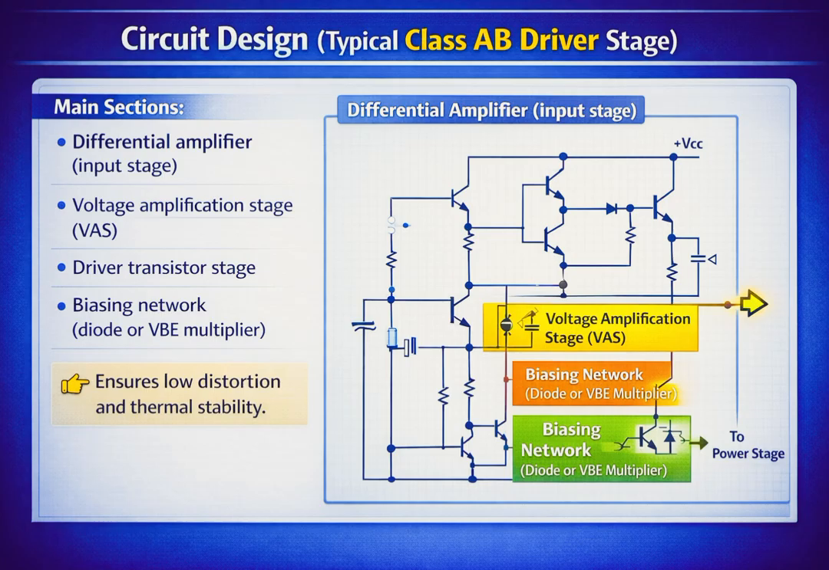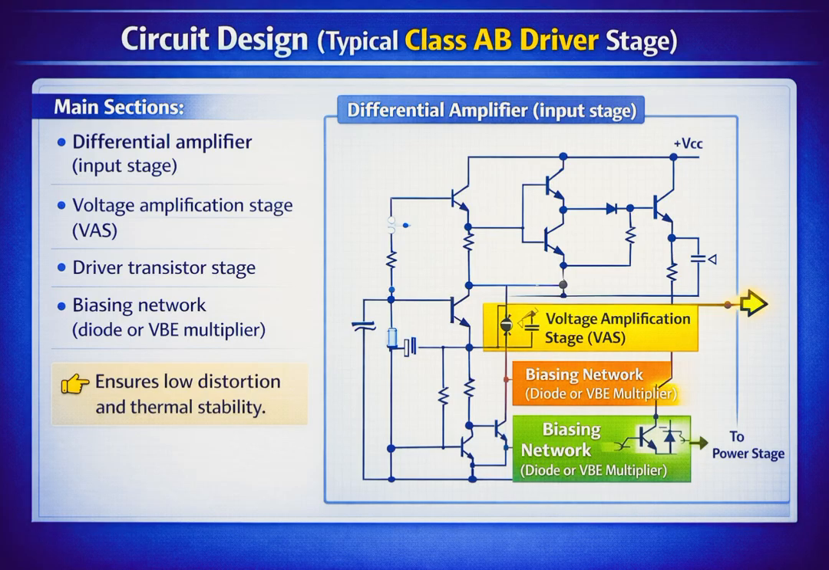Most audio amplifiers use a Class AB driver stage because it provides good efficiency and low distortion. A typical driver circuit consists of 4 main sections. First is the differential amplifier. This stage acts as the input stage and compares the input signal with the feedback signal. Second is the voltage amplification stage, commonly called the VAS. This stage provides large voltage gain.